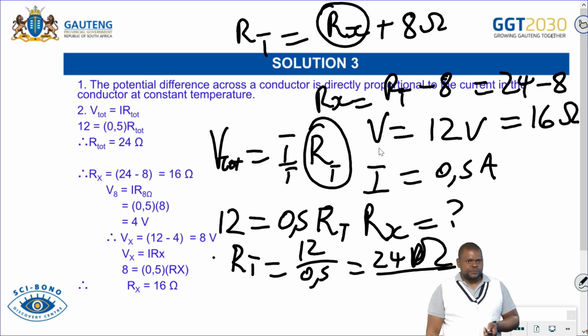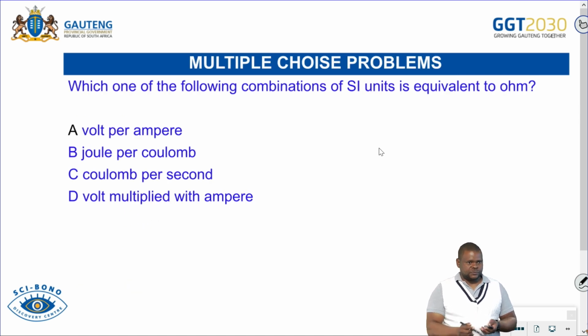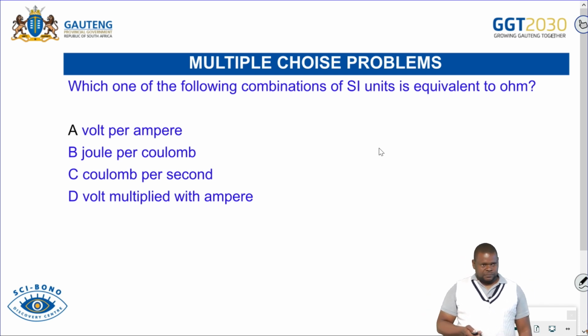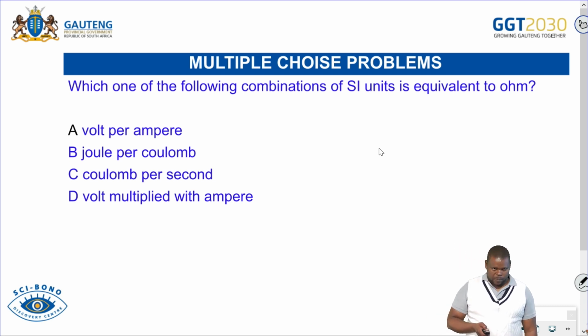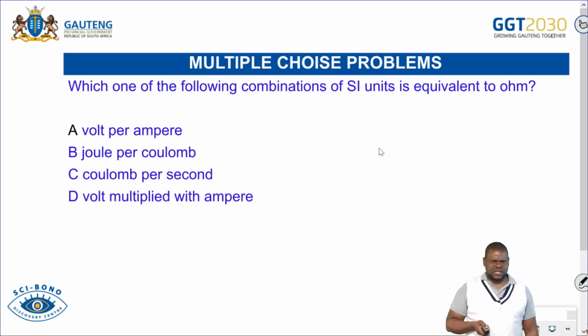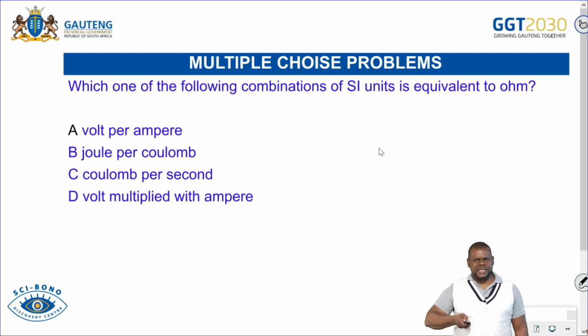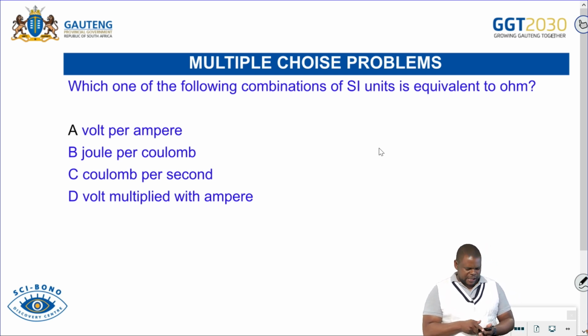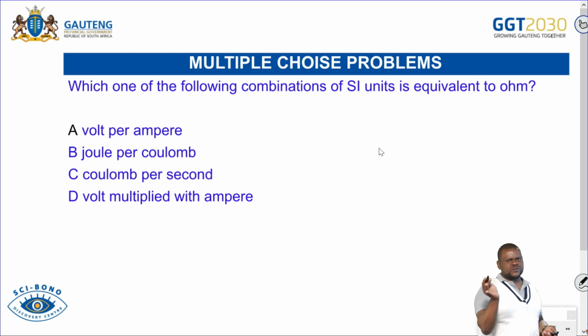Yes. Now, when we go on, we have the multiple choice question again. As a problem, we say, which one of the following combinations of SI units is equivalent to ohm? Okay, it's equivalent to ohm. In order for us to answer this question, we ask ourselves, what is ohm? Ohm is an SI unit for resistance.